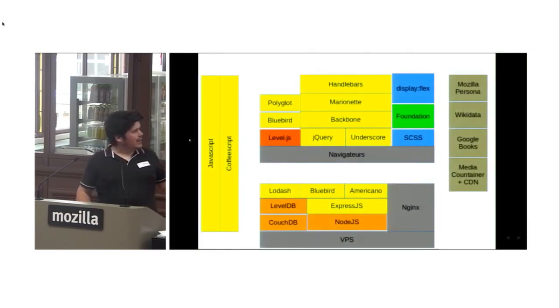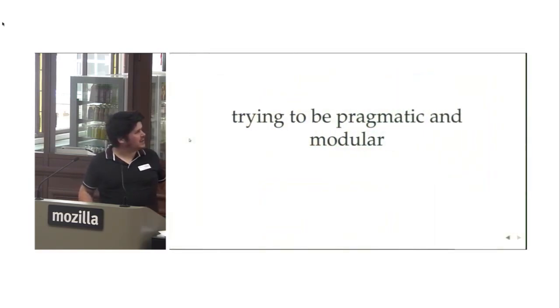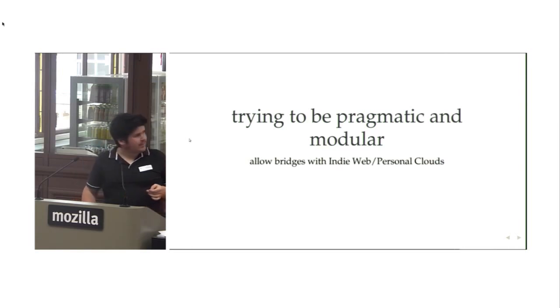So very quickly, it looks like that. It's JavaScript on the server side, JavaScript on the client side, and CouchDB and Nginx. But come back to me if you want to discuss technology later. So yes, trying to be pragmatic and modular. I would like to see how this centralized application can have bridges to indie web and to personal clouds.